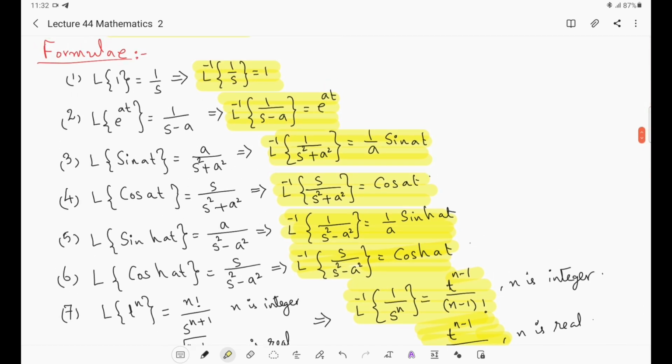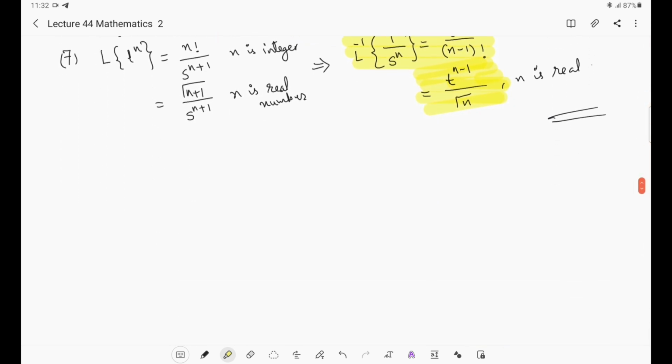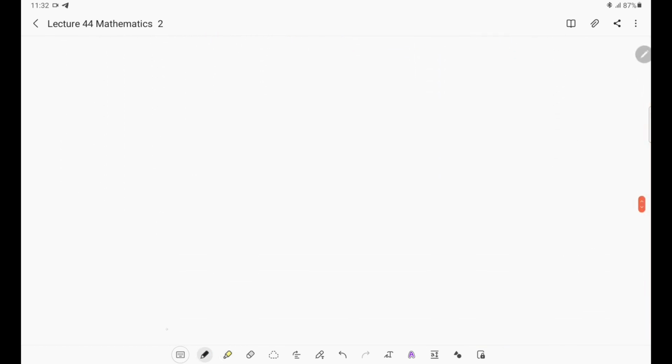So remember, in the external examination, 2 LAQs and 2 SAQs will be asked from this unit. One SAQ will be from Laplace transform, one SAQ will be from inverse Laplace transform, and one LAQ will be from Laplace transform, another LAQ will be from inverse Laplace transform. So both are equally important. So these are the formulae for inverse Laplace transform. Now we will see problems related to this.